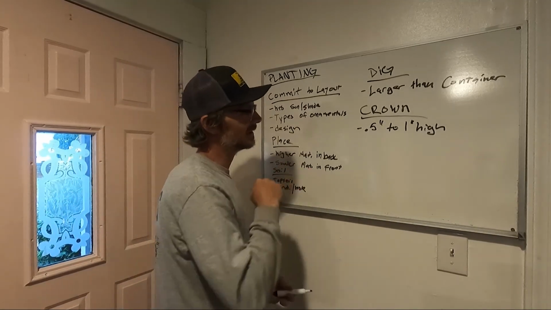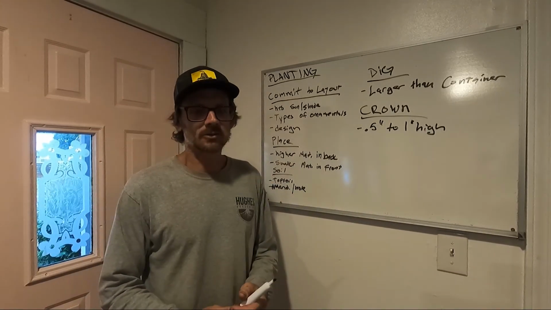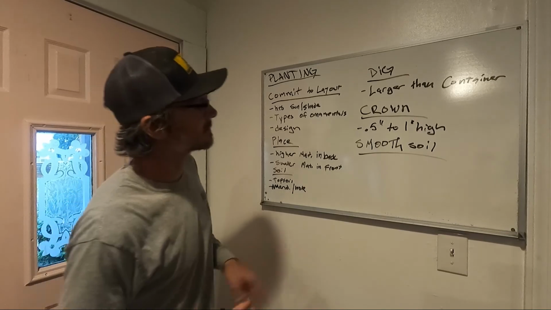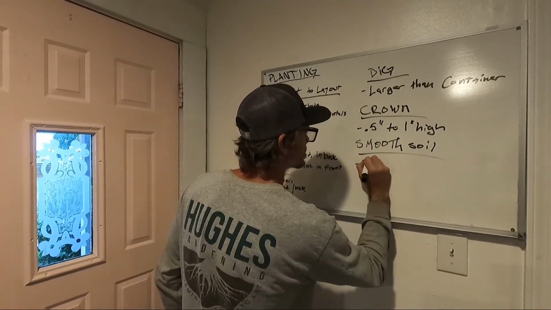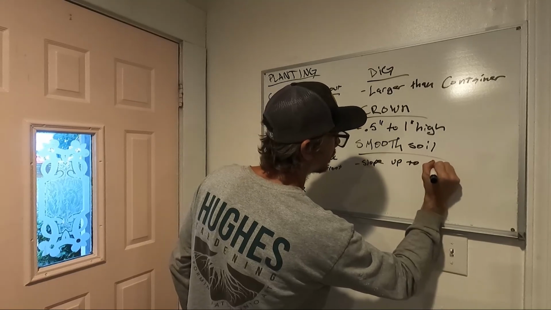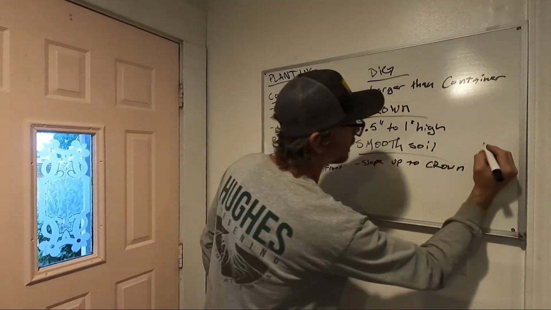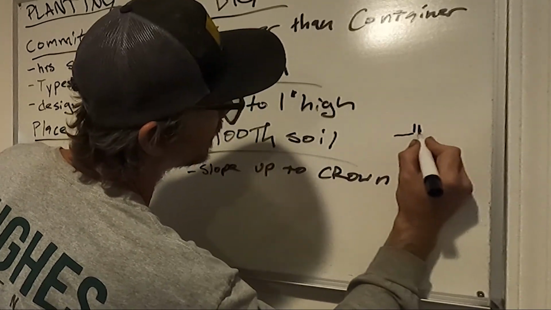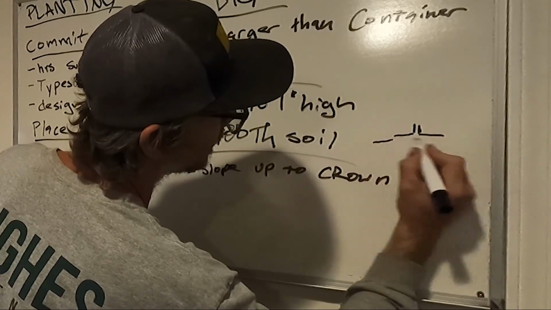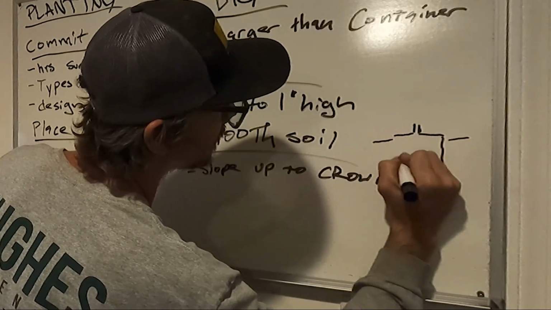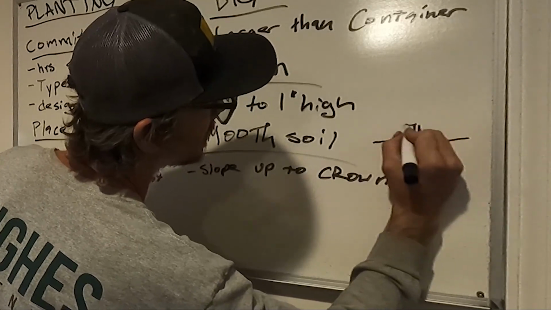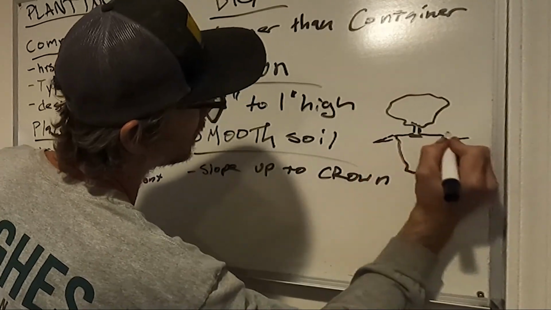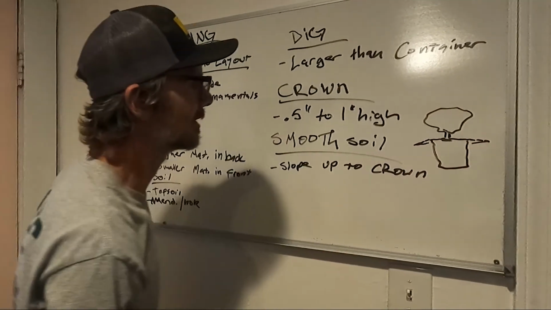Once you have it in and you know it's not too low, then you can go ahead and push your soil back in. When I say smooth the soil, you want to slope up to the crown. A cross section of what that would look like: here's your stem, here's your potted plant, here's your soil line. Here's the crown right here, here's your foliage. What you want to do is slope up to that container.